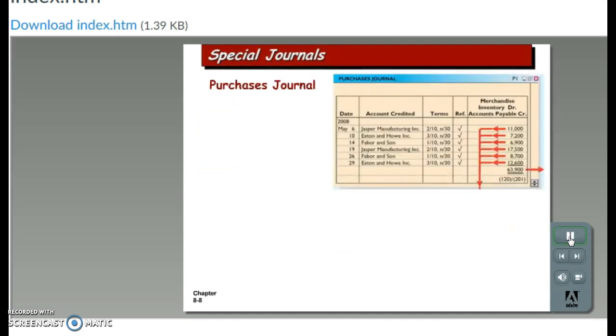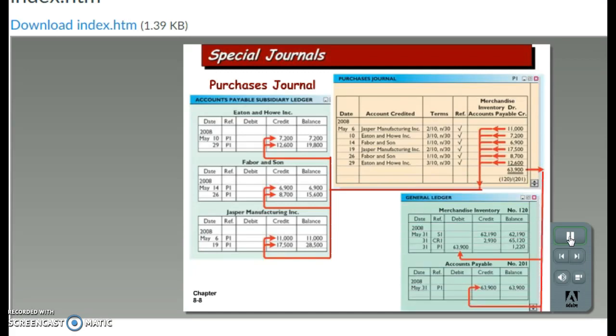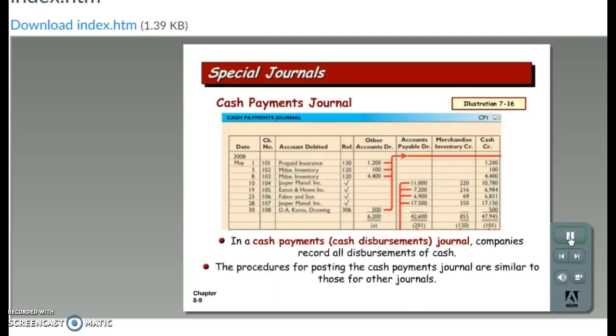The purchases journal contains purchases of inventory made on account. Postings are made daily to the subsidiary ledger and at month end for the totals to the general ledger. The fourth special journal is the cash payments journal. All cash payments result in decreases or credits to cash.